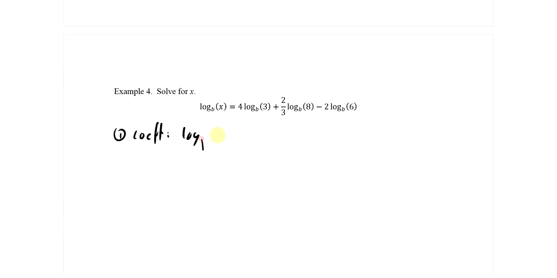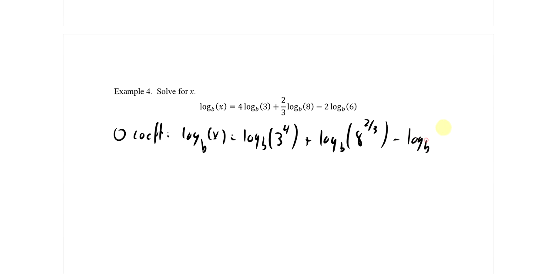Log base b of x is what? Well, the coefficient of 4 can go in as a power: 3 raised to the 4th power. The coefficient of 2/3 can go in as a power: log base b of 8 to the 2/3 power. And then this 2 can go in as a power, minus log base b of 6 squared. So all my coefficients can go in as a power. Step 1, done. Step 2.